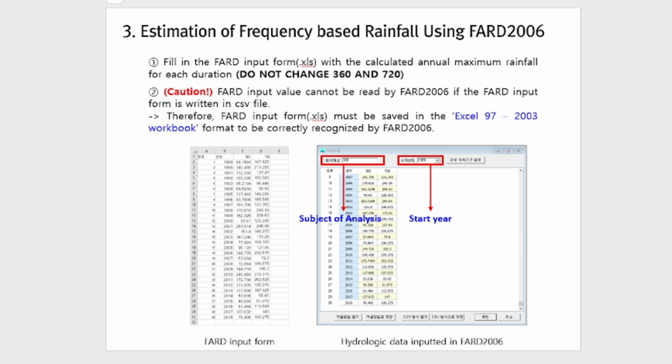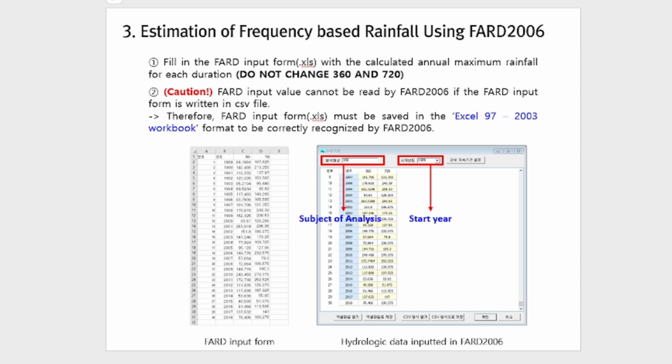So once you have saved the FARD input form into an Excel file, you'll be able to open it within the FARD program. As you can see, my mouse cursor is moving. This is where it says open your Excel file. So you click on this button where my mouse cursor is moving right now, and then you'll be able to upload the numbers directly into this interface.